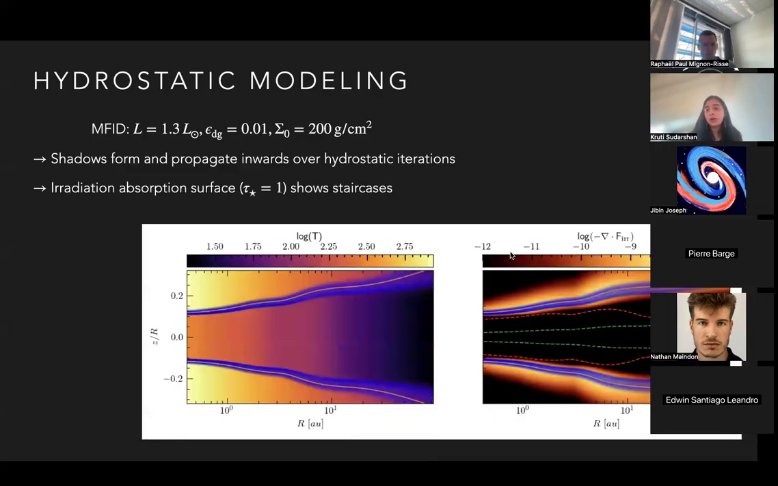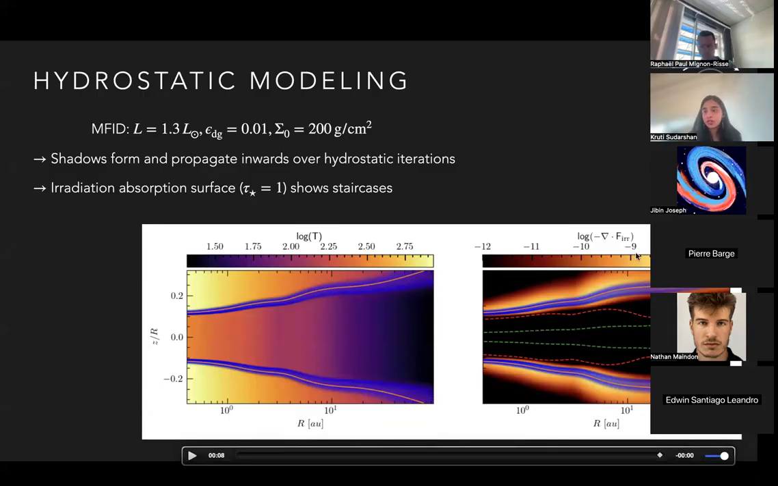And if you now plot the irradiation source term, which is the divergence of the irradiation flux, what you see is that these staircase structures are very prominent, and these are the tau equals 1 surfaces. The blue lines are the tau equals 1 surfaces for the different frequency bands from the star, and the red line here is the tau equals 1 surface of the disk's own emission. We see that these are not strict power laws anymore. These are staircased structures. And the green line here is to indicate the gas scale height of the disk, so it's quite optically thick here.